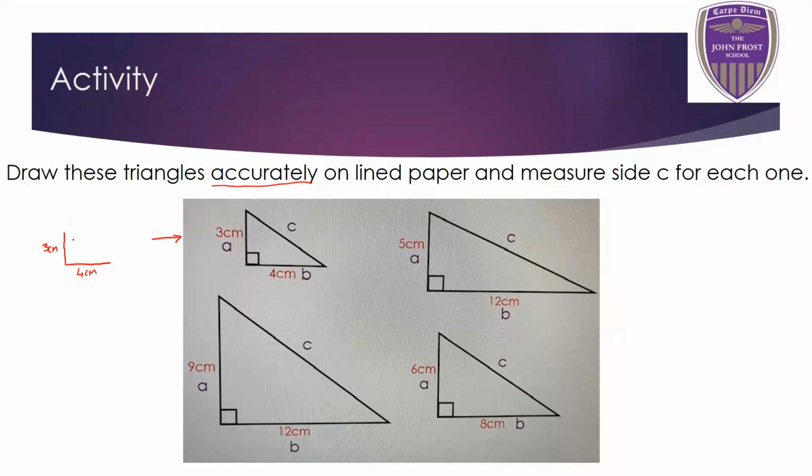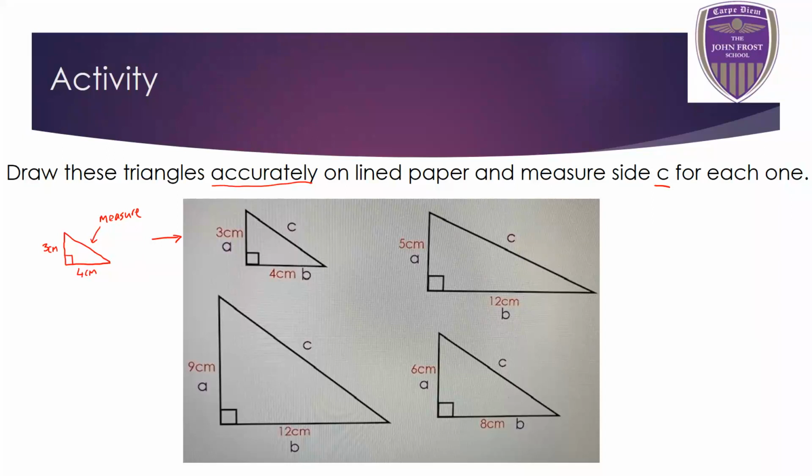And then when that's drawn accurately, I want you to measure this length here with a ruler, to the nearest whole number. It's very difficult to draw these exactly spot on. So you're going to be drawing each one to the exact measurements that are on the diagrams, and I want you to measure the length C in each of these diagrams with your ruler.